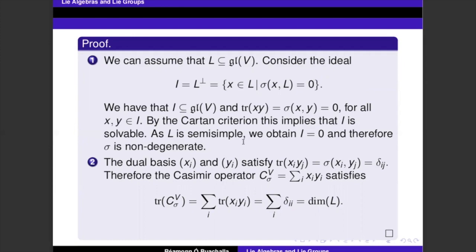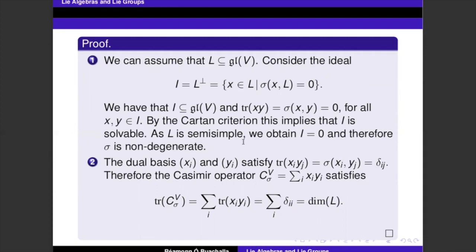But L is semi-simple, therefore it has no solvable ideals by definition. It's the equivalent definition of semi-simplicity. Hence, that means that the ideal must be I, and therefore it's not degenerate. Okay, so not such a difficult argument. It's reminiscent of similar arguments we had done in previous lectures.